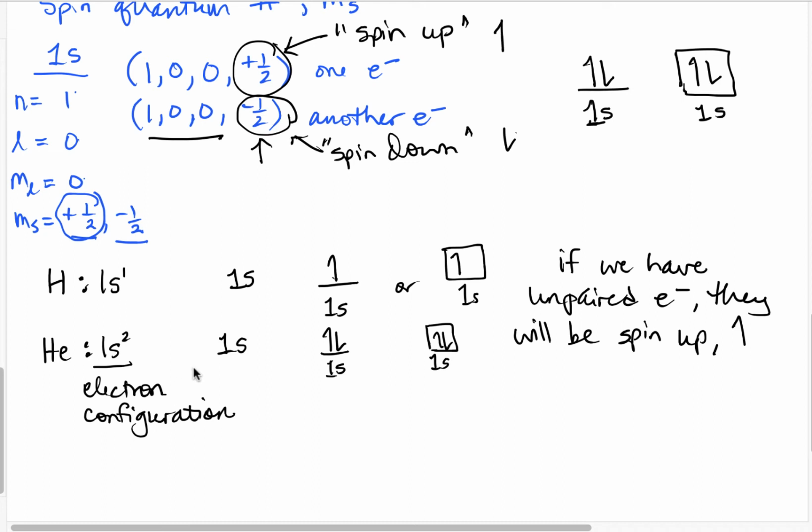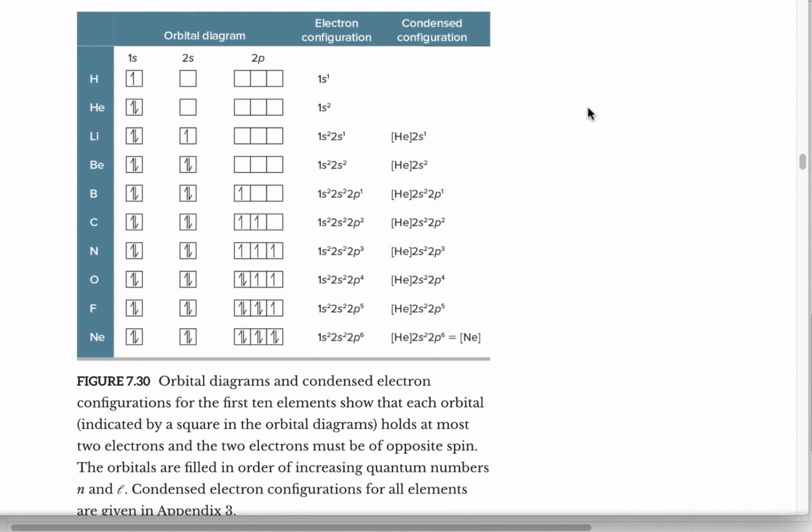So let's take a quick look at figure 7.30 from our book, because this gives us a few more electron configurations to look at. This figure shows the orbital diagram, so the orbital box diagram, for the first 10 elements. It also shows the electron configuration, which I just barely was telling you about. And then we have an abbreviated configuration as well that I'm going to mention in just a moment.